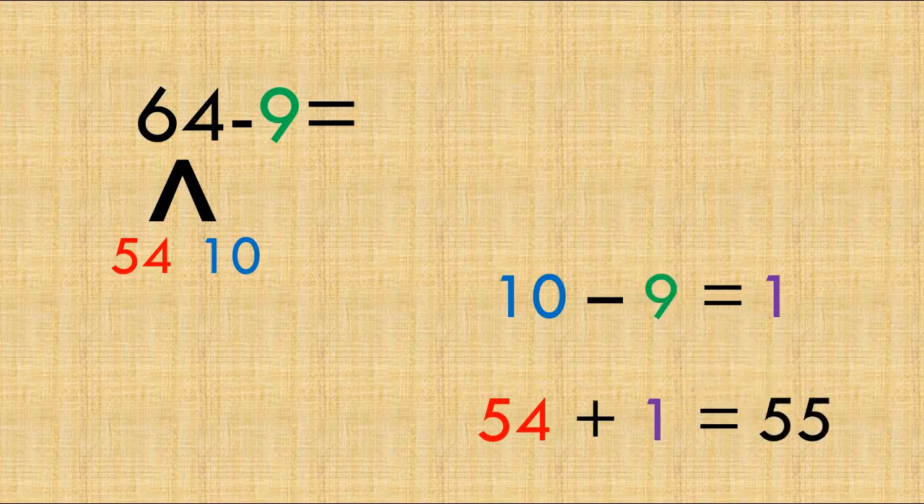55. So 64 minus 9 equals 55. If this is what yours looks like, give yourself a kiss on the brain. Good job.